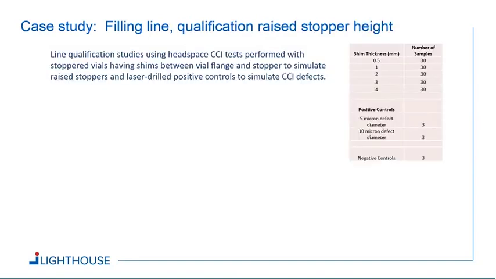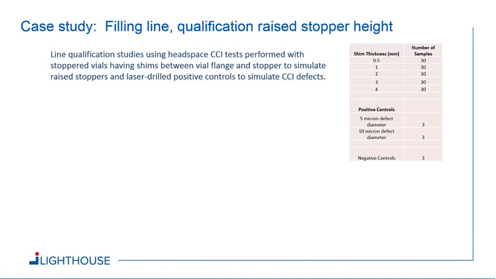Staying on the filling line qualification theme, most filling lines these days are outfitted with a raised stopper sensor, and in the revised Annex 1 draft that is currently out, they added language which specifically says that you need to qualify your raised stopper height specification. It seems like a lot of people just pick a number and don't really have the justification behind that number.